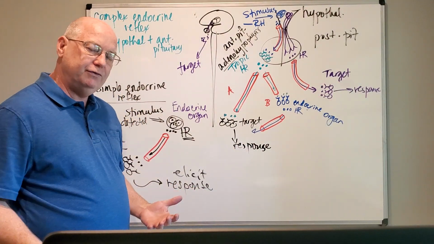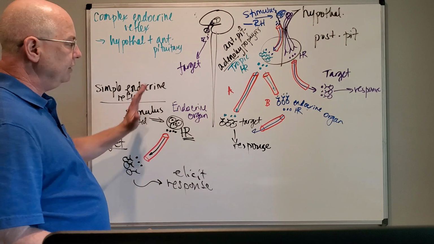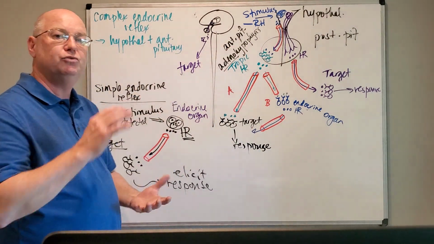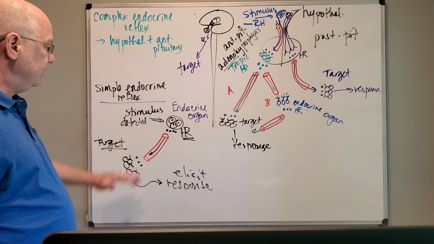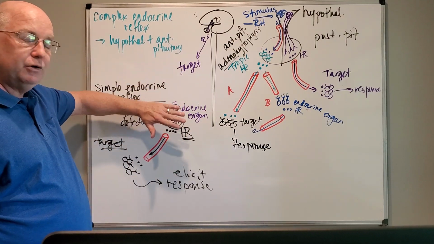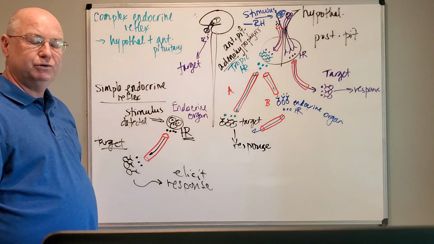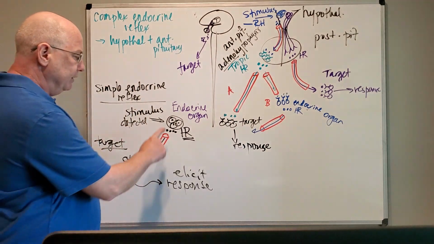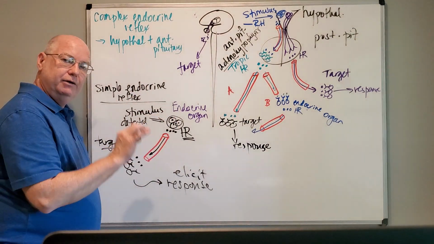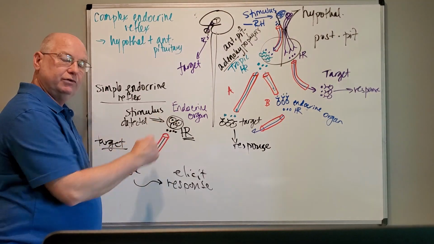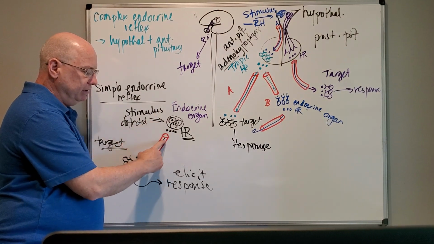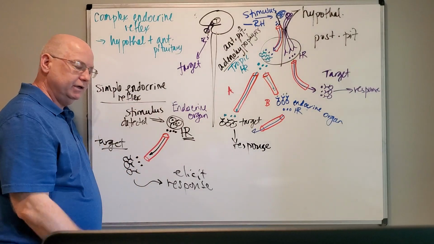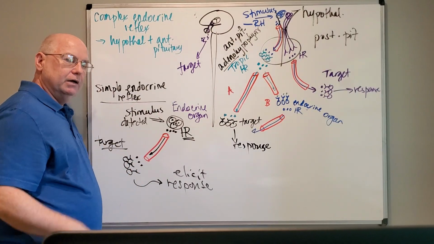Now this gets really confusing for students, but I'm going to draw into one of these drawings again as we go through a series of hormones. But I want you to see them side by side. Simple endocrine reflexes don't involve the hypothalamus or pituitary at all. The endocrine organ is some organ in the body. We'll determine which organ it is when we go over specific hormones. That endocrine organ detects a stimulus, releases a hormone. Hormone goes to the target, gives us the response.